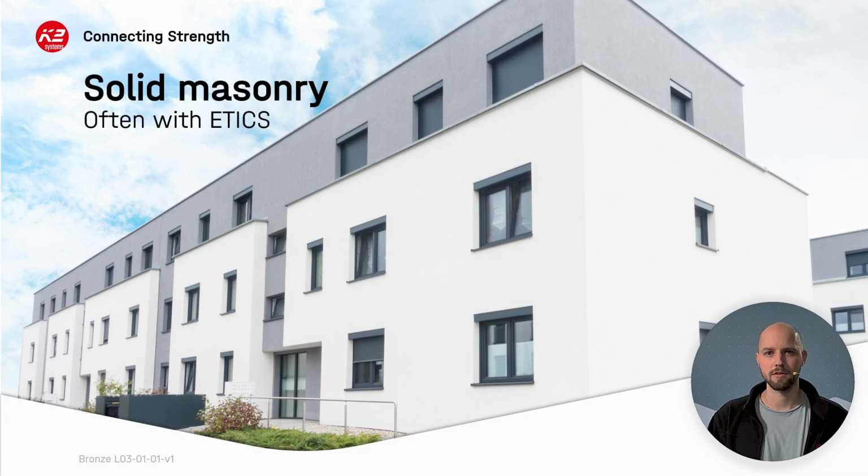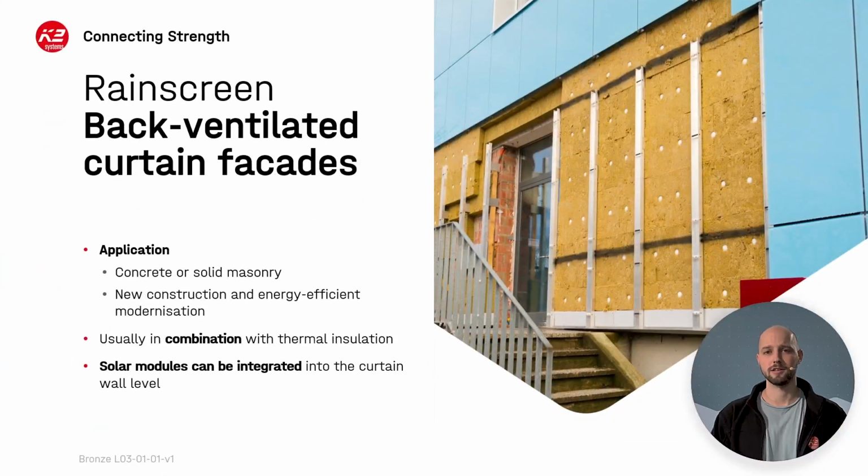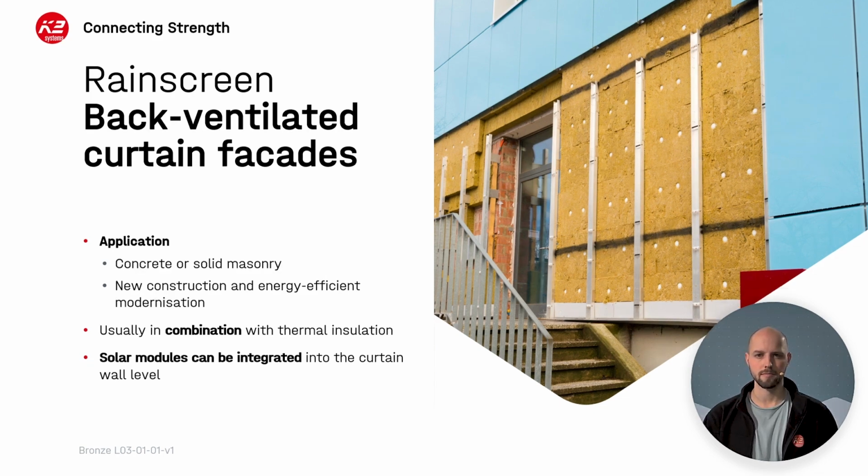Following the examples, we will have a closer look into our solid and masonry walls with ETICS and rear ventilated facades. We will start with the back ventilated curtain facades, also known as rain screen, mostly used on new construction or energy efficient modernization. It's usually combined with thermal insulation, and the solar modules can be integrated into the wall.